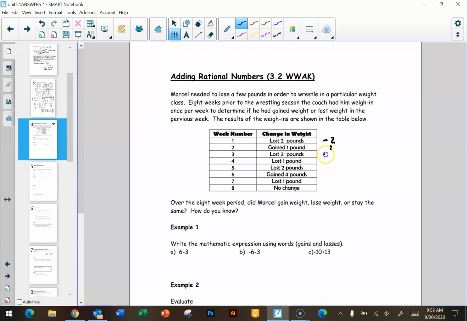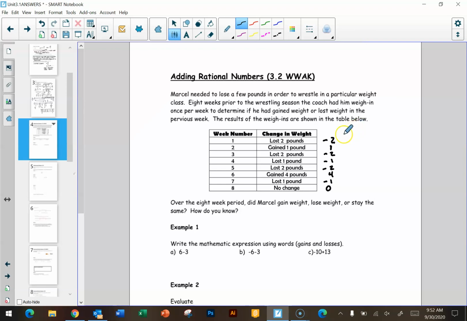If he lost 2 pounds again, that's a -2. He lost another pound, that's a -1. He lost 2 pounds, so that's a -2. He gained 4 pounds, that's a +4. He lost 1 pound, and it's -1. So what we can do is we can add all these numbers together and get a final number, okay?